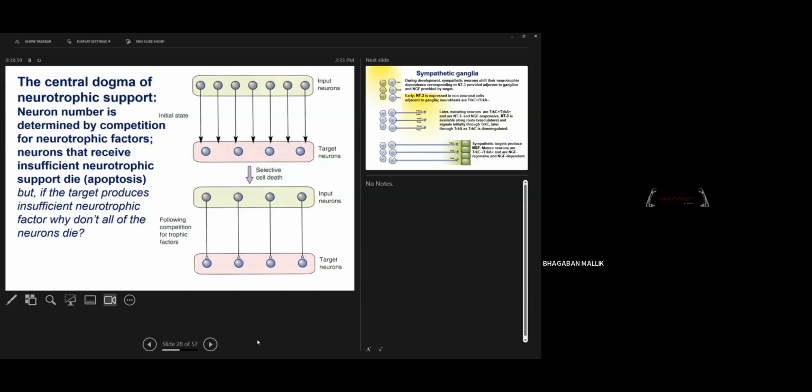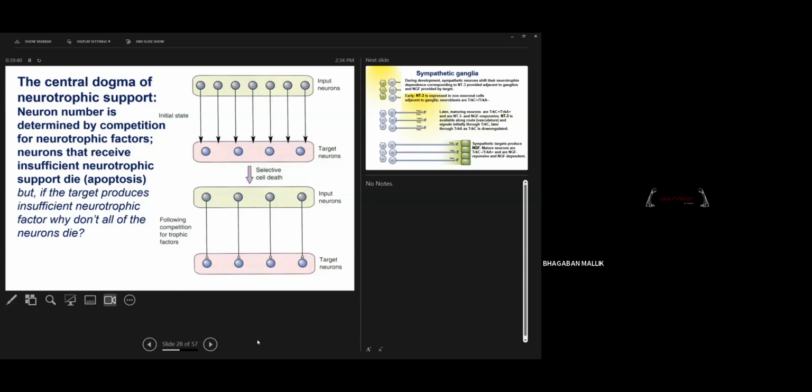But then another question arises: why do all the neurons not die? One hypothesis is that they compete and they win. You can also think about the neurons which get insufficient neurotrophic factor. Why don't all the neurons die? One would assume that you could have loss of all the neurons, right? But why is there survival of some of the neurons? So what is the mechanism? Why do these neurons survive? Of course, the very simple answer is they win in the race. They get the neurotrophins. That's why they survive. Then what is the mechanism?